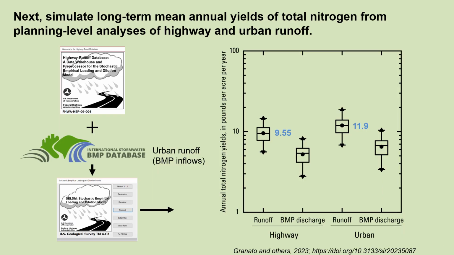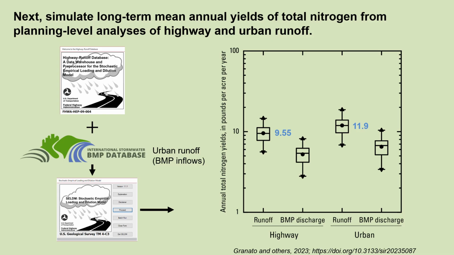All right, so in this case, we are using SELDM to simulate the long-term mean annual yields of total nitrogen from these planning level analyses of highway and urban runoff. And the examples shown here are from the Southern New England work that we did. So these have already been developed, but they could be developed in other places.